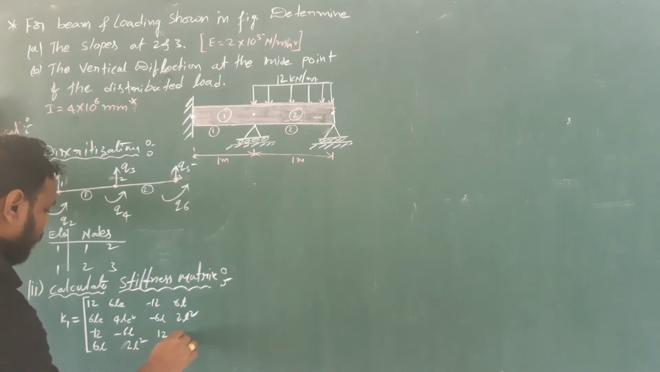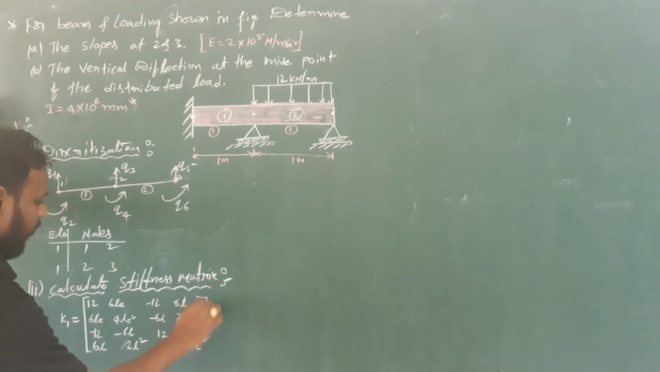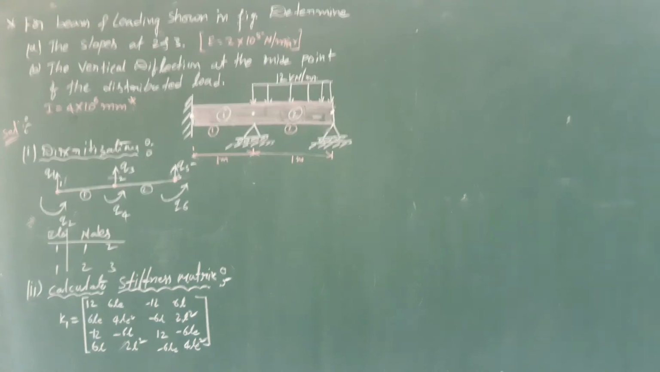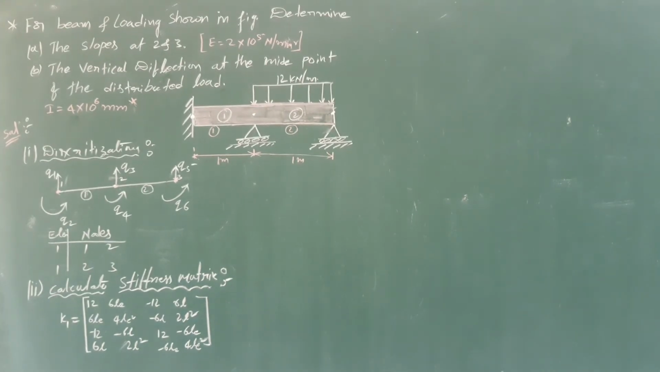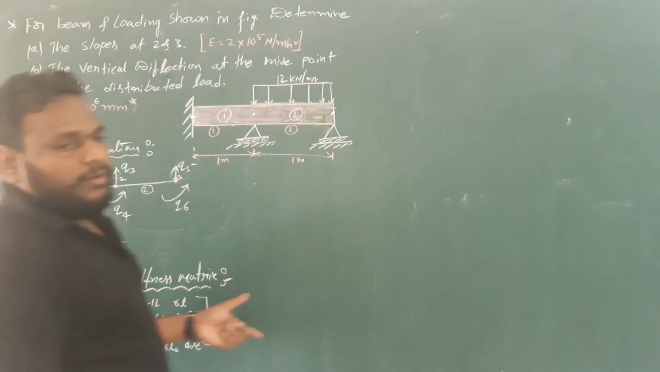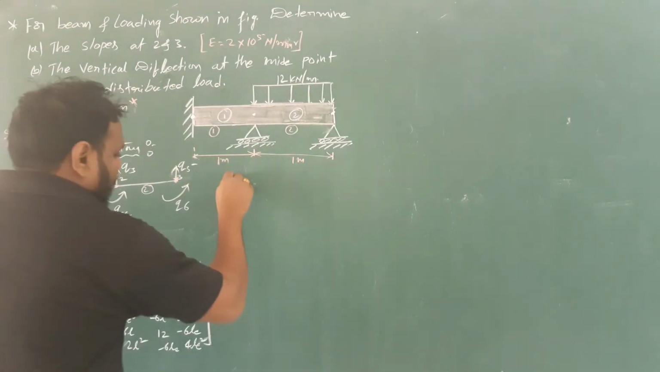12 minus 6L, 6L here, and here 4L squared. I have already done a video on the stiffness matrix equation, on how to derive this stiffness matrix. Please visit that video. Now let's find the individual stiffness matrices.